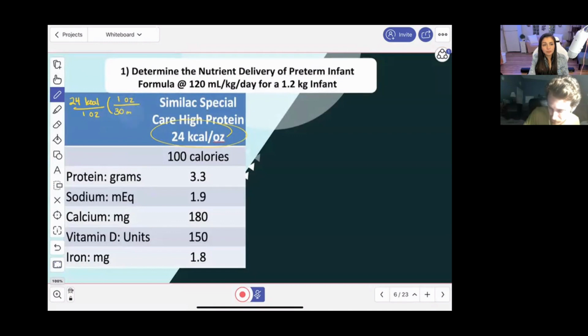How many milliliters are in an ounce, Janine? 30 milliliters per ounce. Boom. I honestly, you guys should have it memorized by now. I know I certainly do. It's a formality at this point.